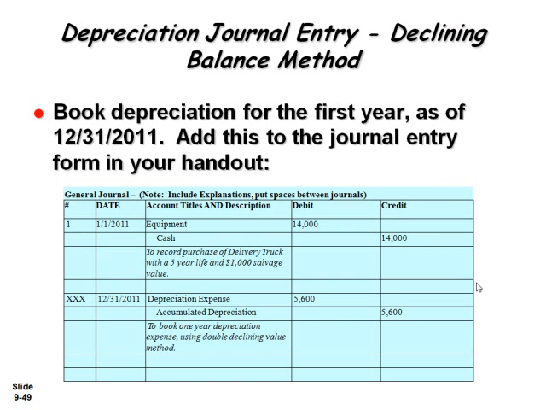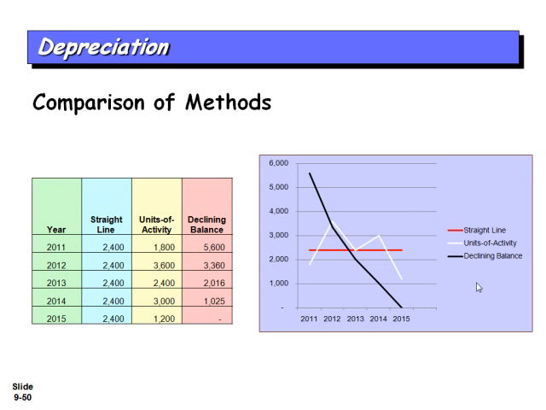So booking that depreciation expense for double declining balance, it's also called double declining balance, would be 5,600 depreciation expense and credit accumulated depreciation. So I hope you've written all these journal entries down because you're going to be referring to them as you go forward with the homework and with the exercises.